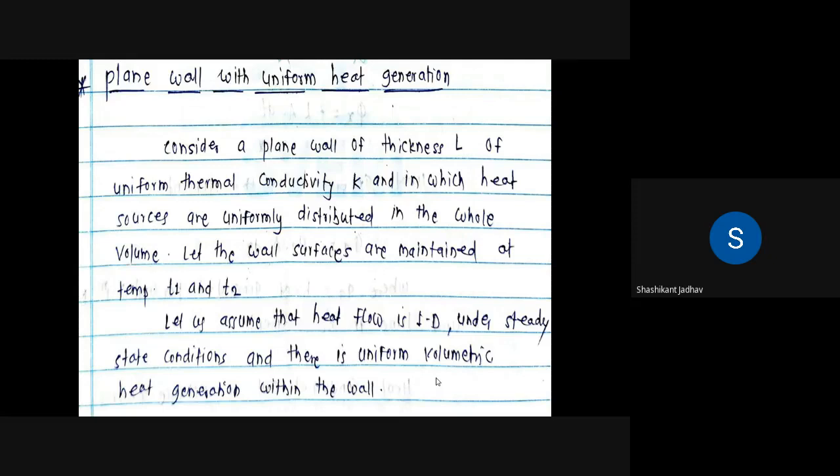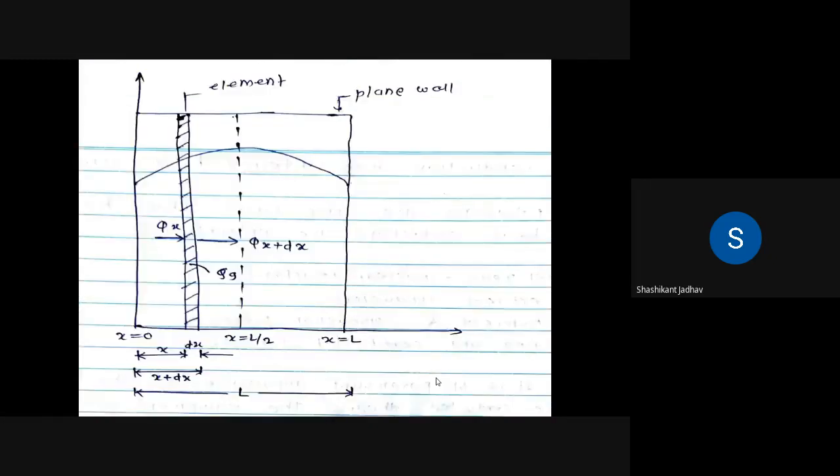These are the parameters we are considering. So draw this diagram. This is a plane wall having thickness L. We consider different cases: x equal to 0, at the center x equal to L by 2, and at the right hand side x equal to L. We are considering one small element. In that small element heat conducted in is Qx, heat generated within that small element is Qg, and heat conducted out from that small element is Qx plus dx.